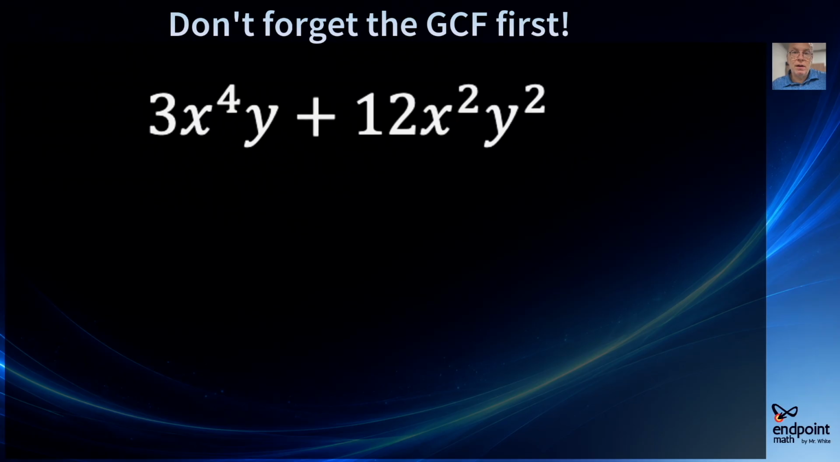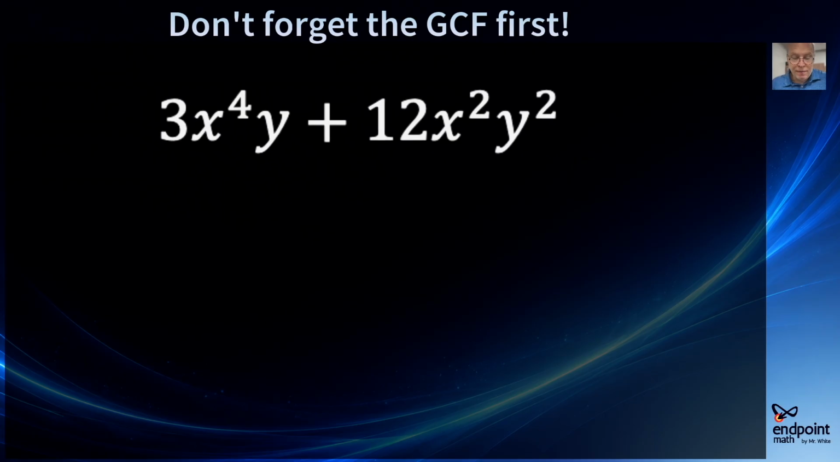What do we have here? Oh my goodness, we've got 2 different variables floating around. That's okay. We can still break it down just like we did that first problem where we think about how many they have in common. All right, just looking at the numbers first, 3 and 12. What goes into both of them? They're both divisible by 3, so that's part of the greatest common factor, or the GCF.